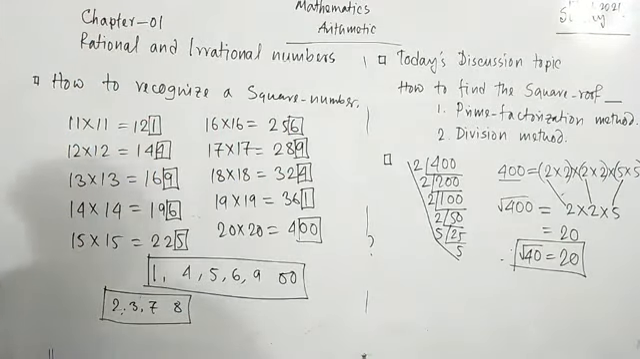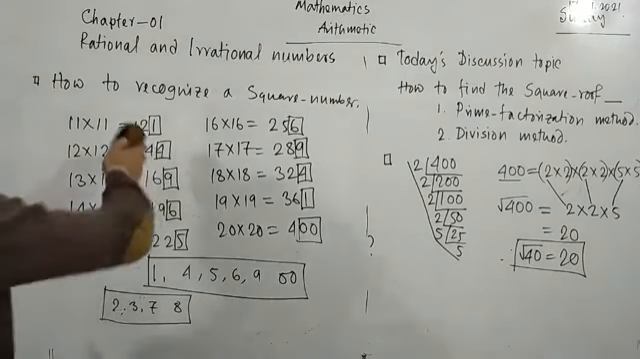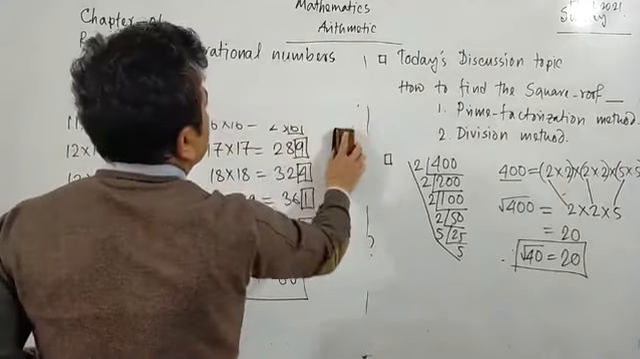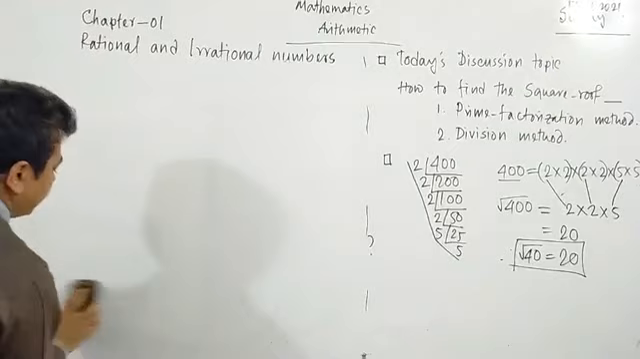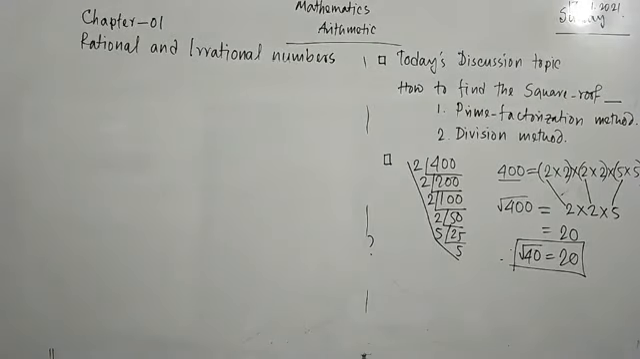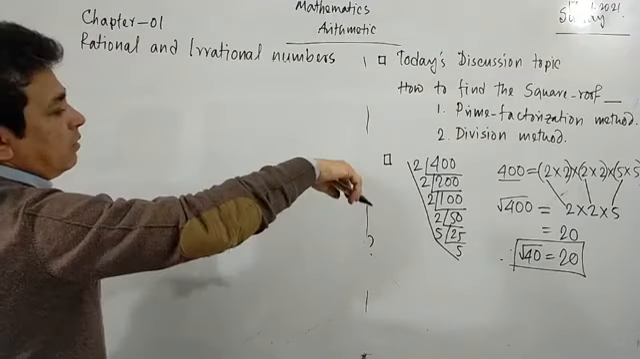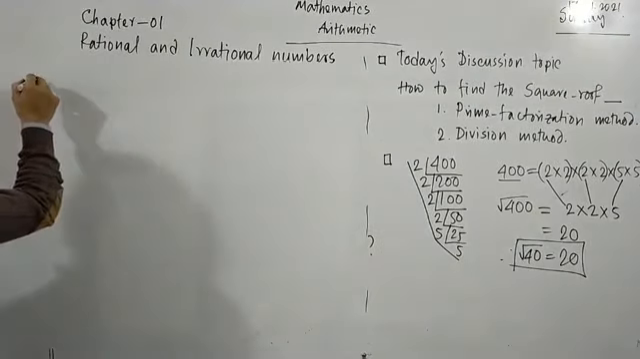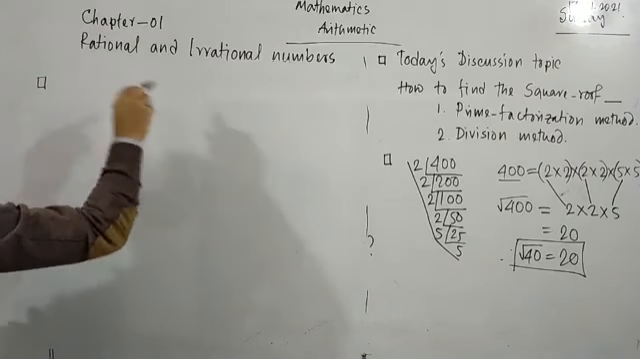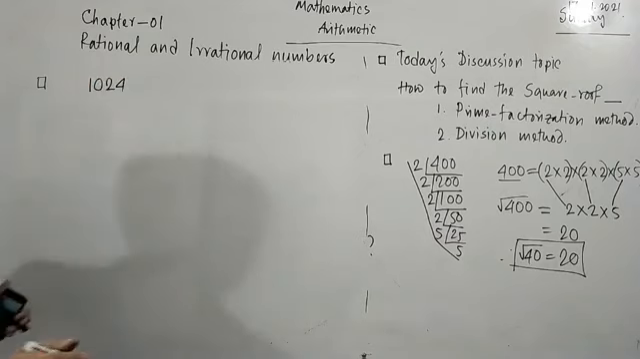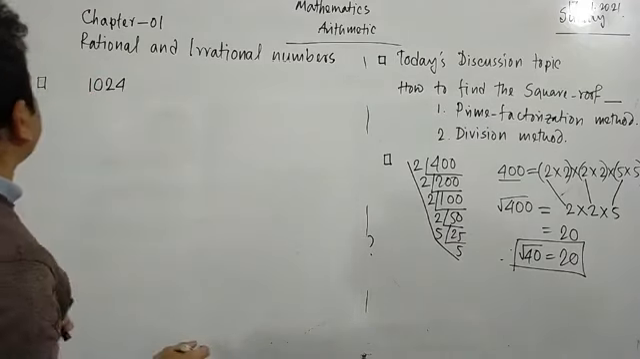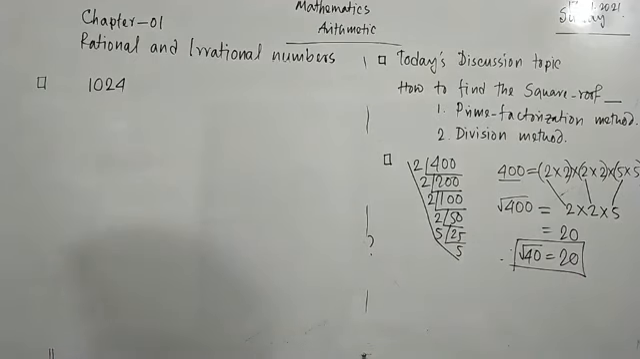Again I am giving a small example, any number. Exercise 1.1: find the square root of each number by prime factorization. Some other examples I am just giving; I will start the exercise from tomorrow. So first number, another number I have given, 1024 for example. We will check whether it is possible for it to be a square number or not.